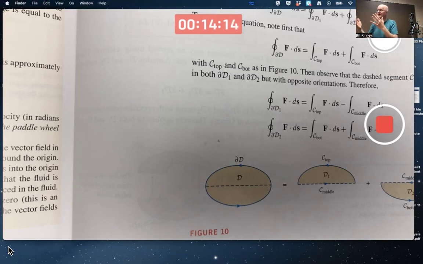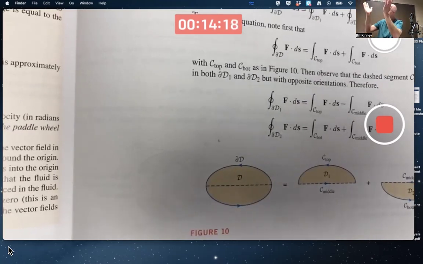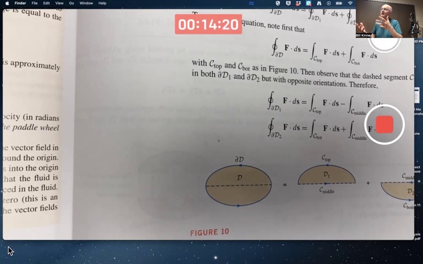If you get a negative divergence, that means fluid's flowing in faster than it's flowing out. If you get a zero divergence, it's flowing in and out at the same rate, which you would think would be more realistic. But mathematically, anything can happen.